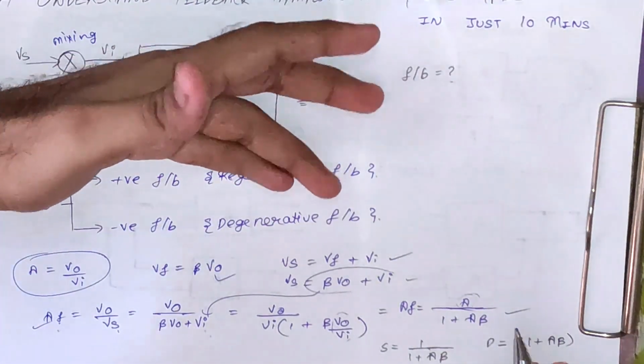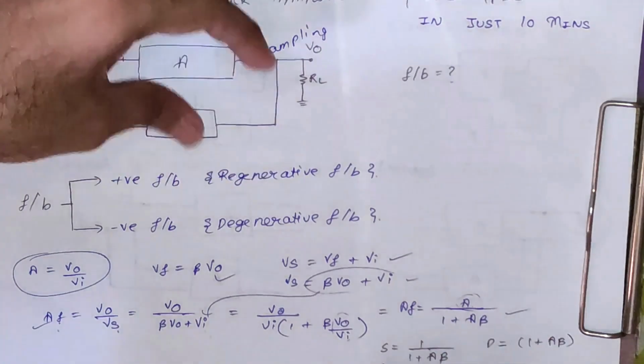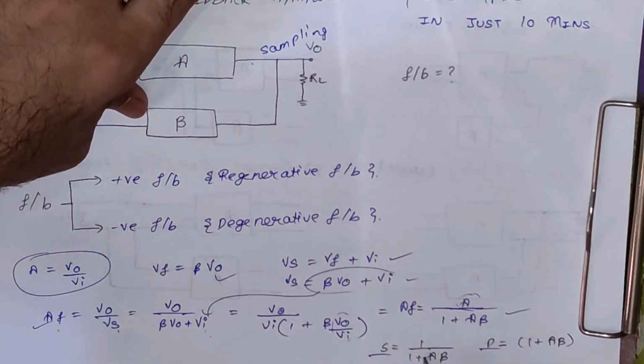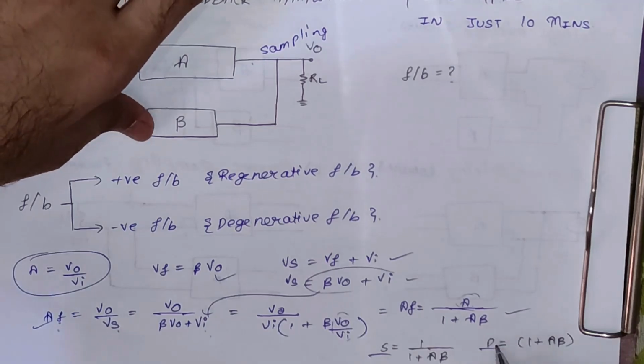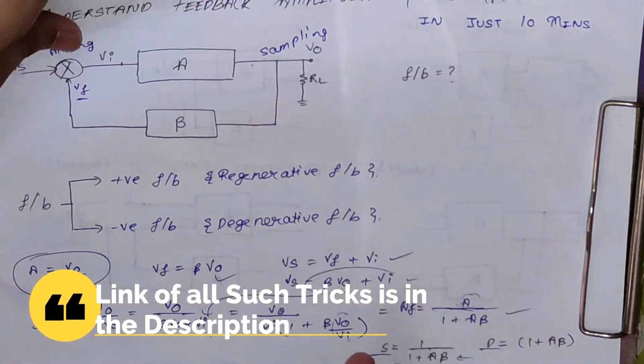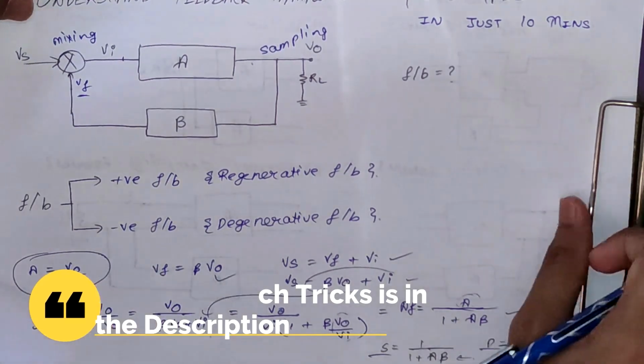There are two important factors that we should know, sensitivity and desensitivity. The formula of the sensitivity factor is 1 upon 1 plus A beta, and the desensitivity factor is 1 plus A beta, simply this denominator. Now we will see the types of mixing as well as the types of sampling.